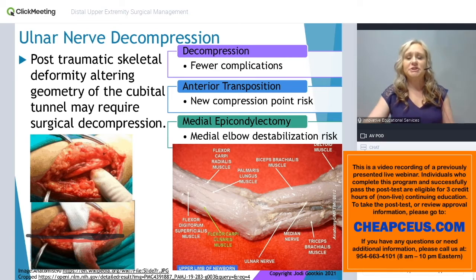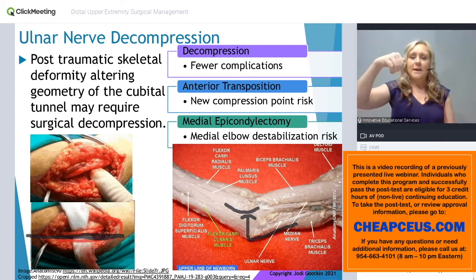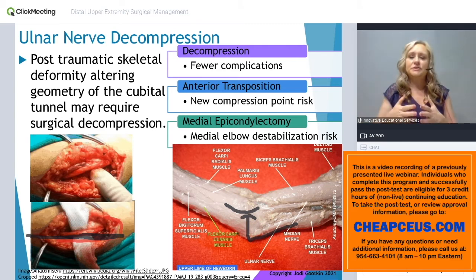Anterior transposition is an option where they will take this ulnar nerve on the bottom right image from where I drew the black line, and they will move it up over the muscle belly, and then they take a little fascial flap to create a sling to help hold it in place. So they have physically relocated it. Another option is an epicondylectomy, where they actually resect out part of that medial epicondyle. The concern is that it could potentially destabilize the entire elbow for the patient.